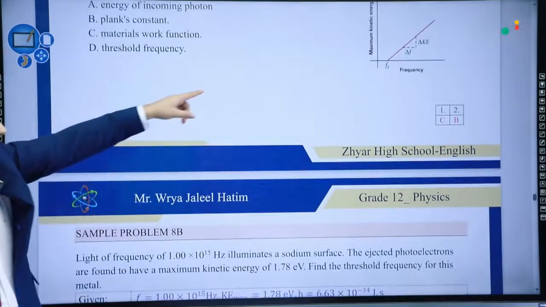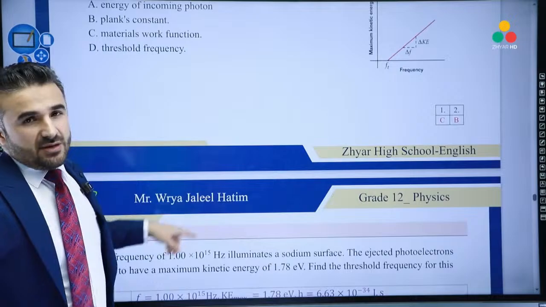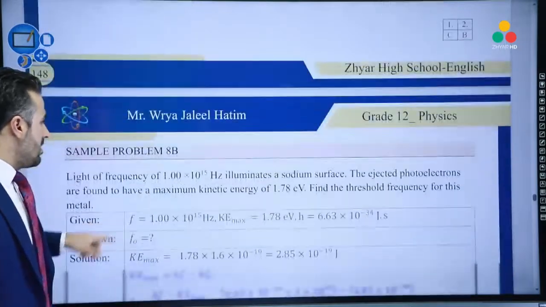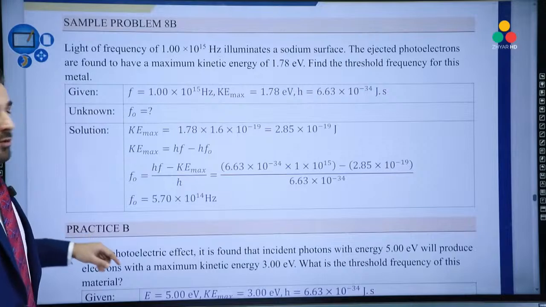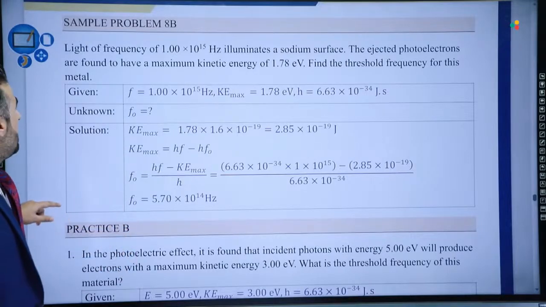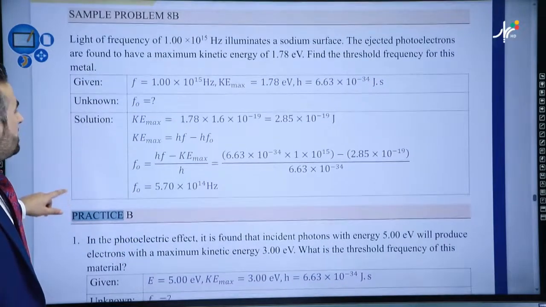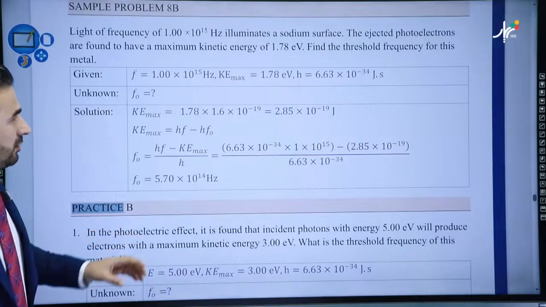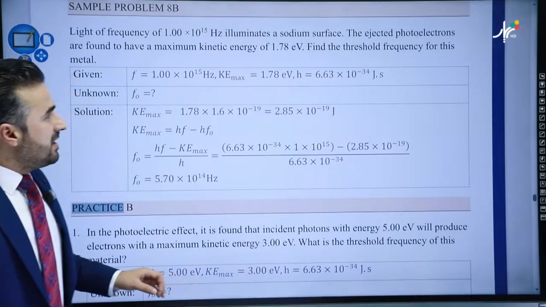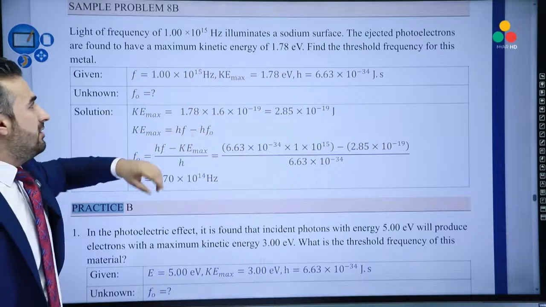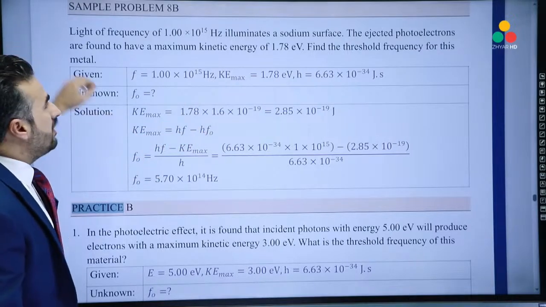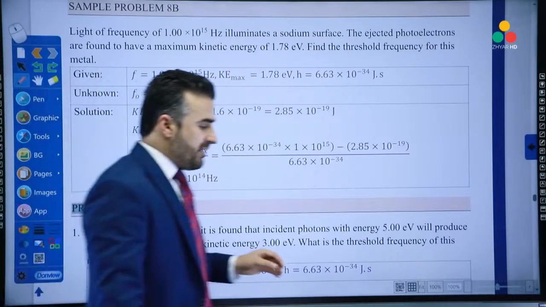Okay, and then where the line intercepts the x-axis, we said that is the threshold frequency. Now let's get into some questions and make it more interesting. We have a question that says, light of frequency 1 times 10 to the power 15 hertz illuminates a sodium surface. The ejected electrons are found to have maximum kinetic energy of 1.78 electron volt. Don't forget, we have electron volt.